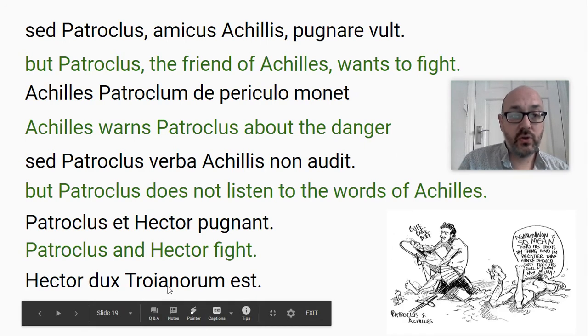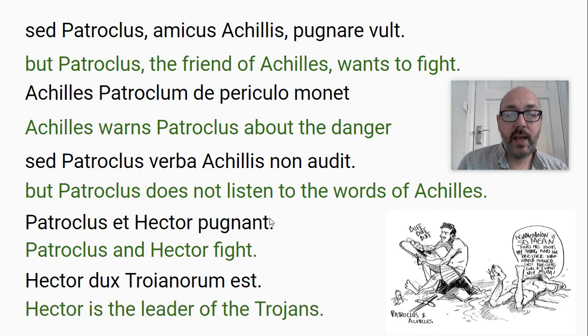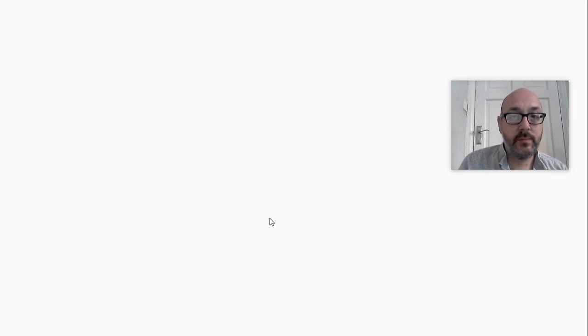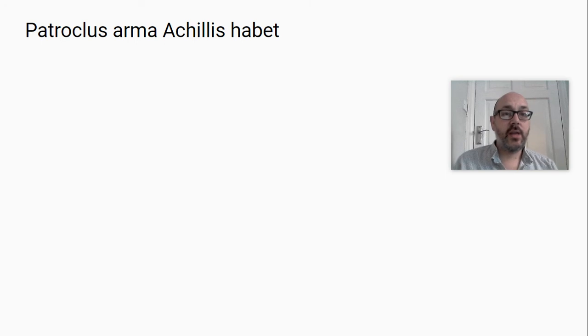Hector is the leader of the Trojans. Hector dux Troianorum est. Troianorum is a genitive plural. Genitive plural has that very distinctive ending, orum and arum. It's very easy to spot a genitive plural from a distance. Hector is the leader of the Trojans. Patroclus arma Achilles habet. Patroclus has the armor, or the weapons, you could translate it either way, of Achilles.